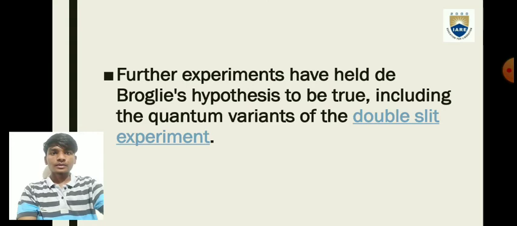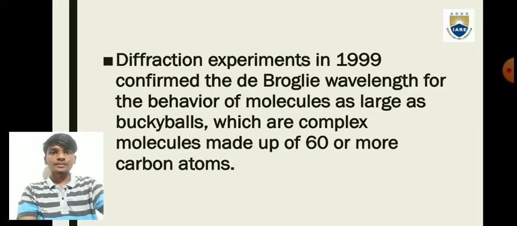Further experiments have held the de Broglie hypothesis to be true, including the quantum variance of the double slit experiment. Diffraction experiments in 1999 confirmed the de Broglie wavelength for the behavior of molecules as large as buckyballs, which are complex molecules made up of 60 or more carbon atoms.